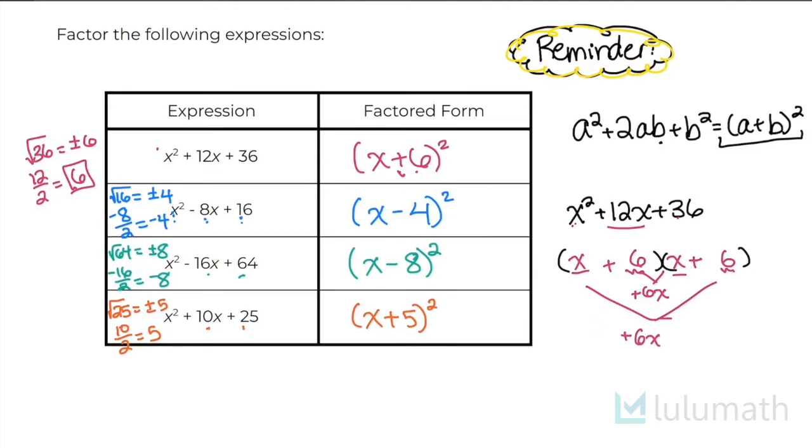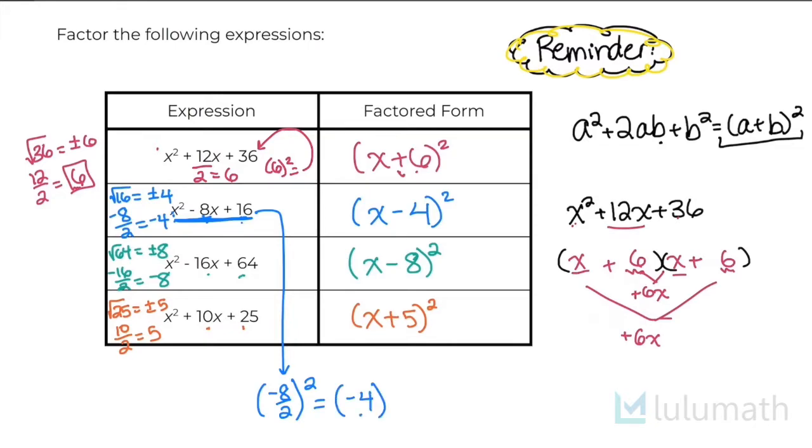Now, one thing I want you to notice is this 6 value right here came from dividing this 12 by 2. And when I get that value, if I were to square that value, I end up getting this 36 here. In this expression right here, if I take this middle value and divide it by 2, I get negative 4, and then I square it, and I get this 16, which is my constant value that we have here.